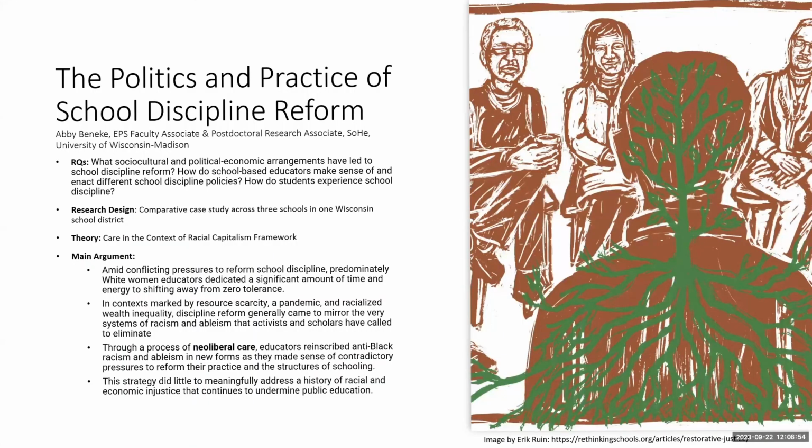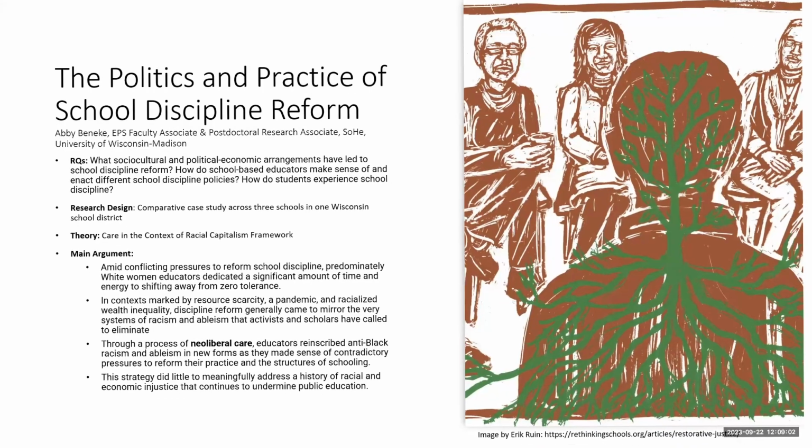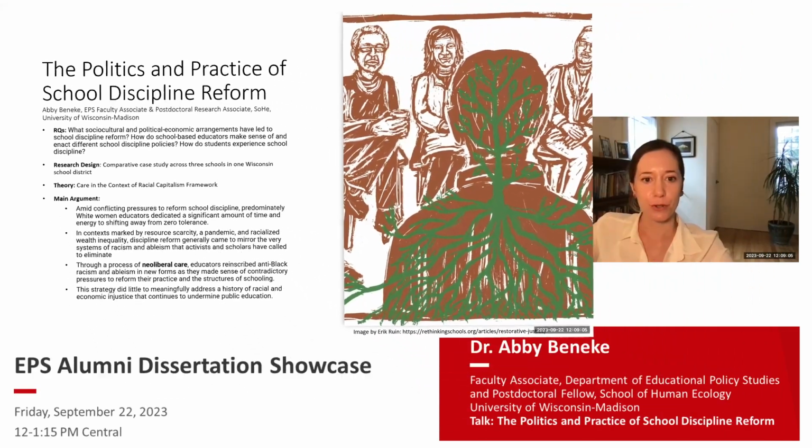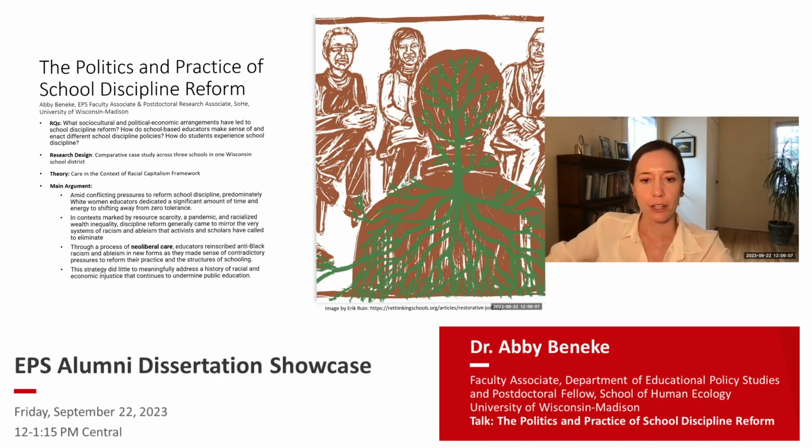So with growing awareness of what has been called the school to prison pipeline, schools across the country have adopted alternatives to zero tolerance school discipline, ranging from social emotional learning to positive behavioral interventions and supports to restorative justice. And I wanted to know how these approaches with quite different roots had been proposed as a solution to zero tolerance discipline, with attention to the sociocultural and political economic forces that have shaped the landscape of school discipline reform.